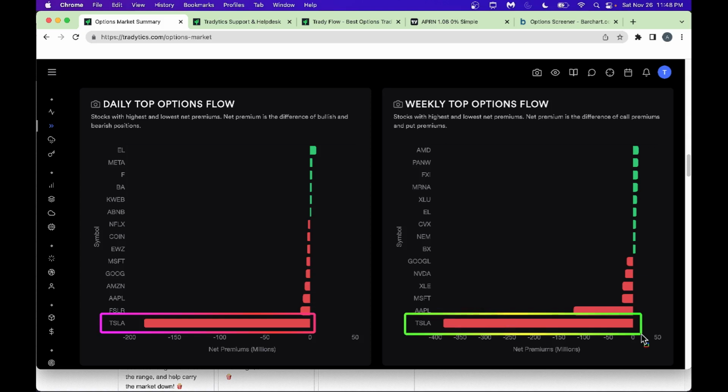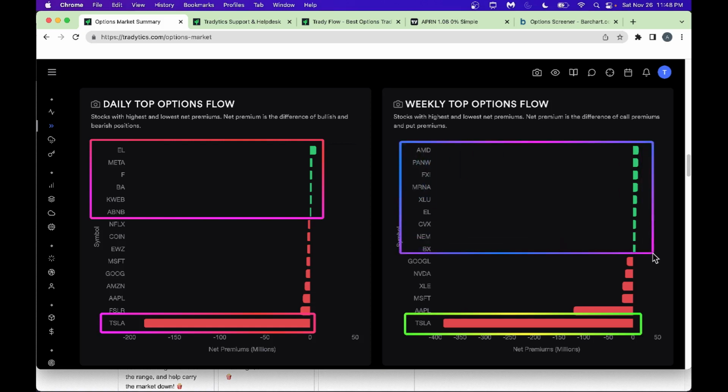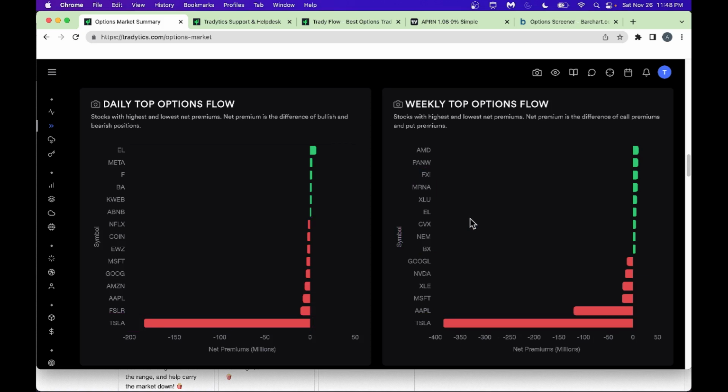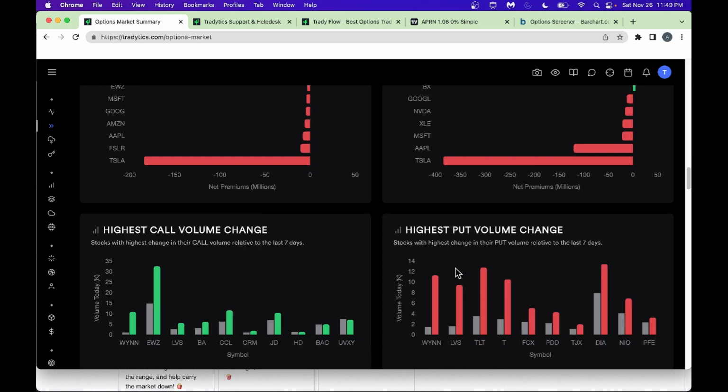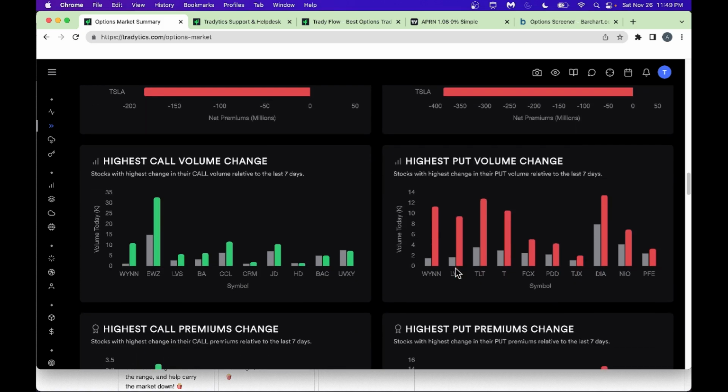But on the positive side here, look, some of these stocks like Meta, Estee Lauder, Boeing, Ford, Airbnb, they're getting some traction. As you look at the weekly flow here, some of these stocks or options are getting traction. And we got AMD, Palo Alto Networks, which is a security play, FXI, which is China large cap stocks. These are getting some traction. You could play along with this and make some money.